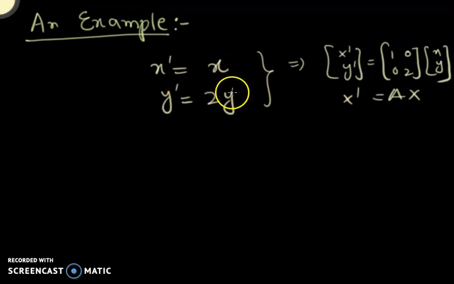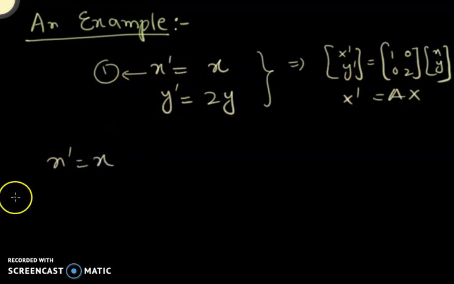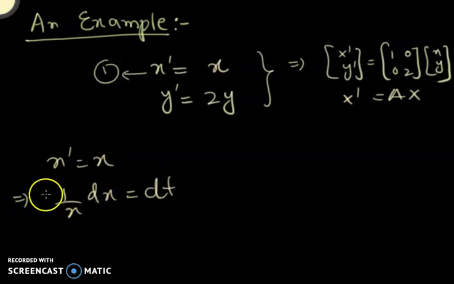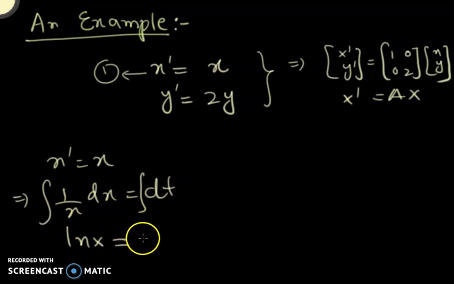So let's solve this equation 1. There are many methods to solve this, but for the moment let's solve it this way. x prime is x, so this implies (1 over x) dx is dt. By separating the variables, this is natural log of x, which is t plus some constant c. Or we can also write this as x equals a e to the t.